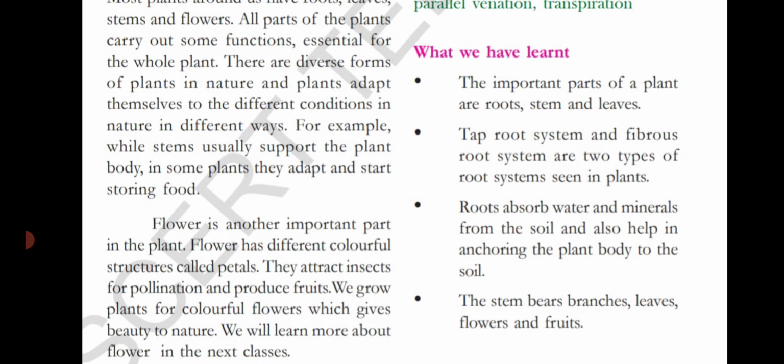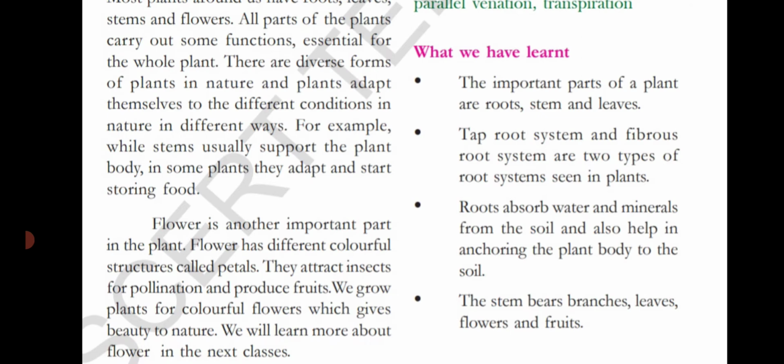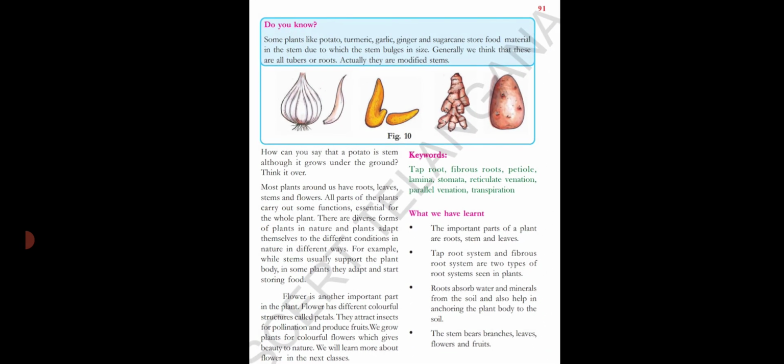A flower has different colorful structures called petals. They attract insects for pollination and produce fruits. We grow plants for colorful flowers which give beauty to nature. We will learn more about flowers in the next classes: how they help in reproduction, and how they attract insects for pollination. All these things we learn in higher classes.